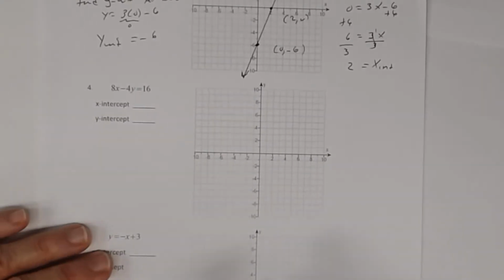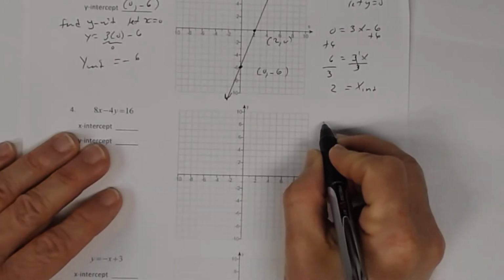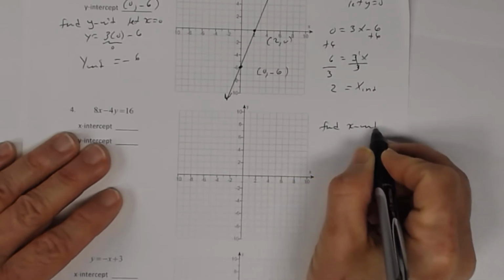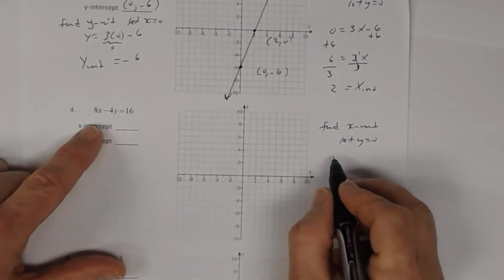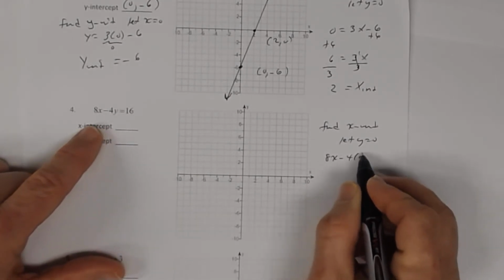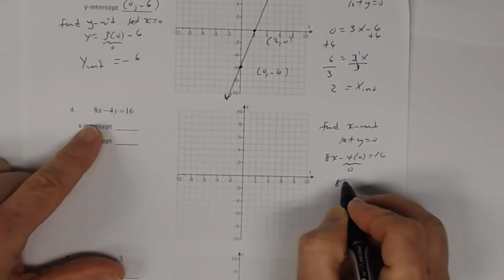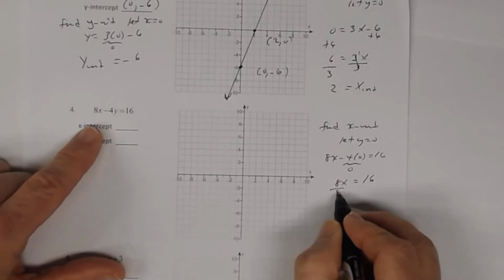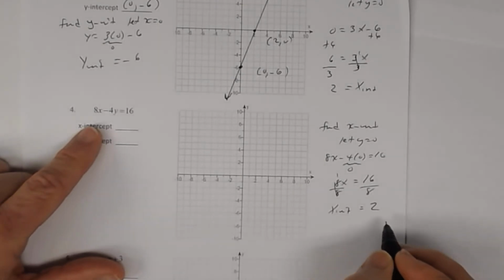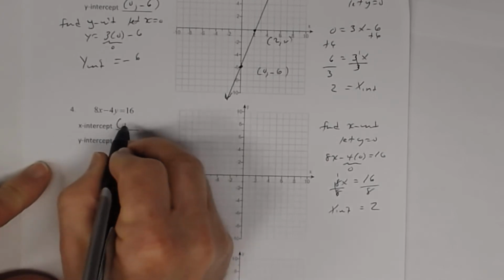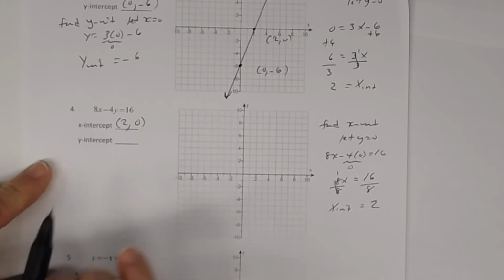Number 4, same process, right? Nothing difficult with these. All right, number 4, to find the x-intercept, you're going to let y equal 0. And so if I let y equal 0, I'm going to have 8x minus 4 times 0 equals 16. 4 times 0 is 0, so this is 8x minus 0, which is still 8x, right? Dividing both sides by 8 to get x by itself, so I found my x-intercept to be 2. So as an ordered pair, this is going to be 2, comma 0. So when the graph crosses the x-axis, the y-coordinate is 0.